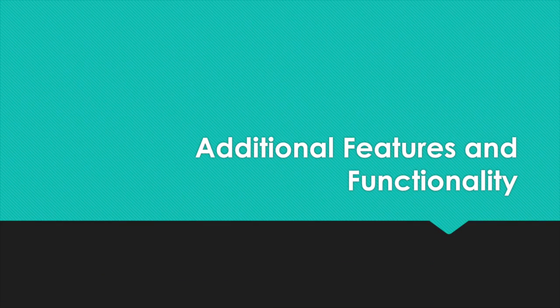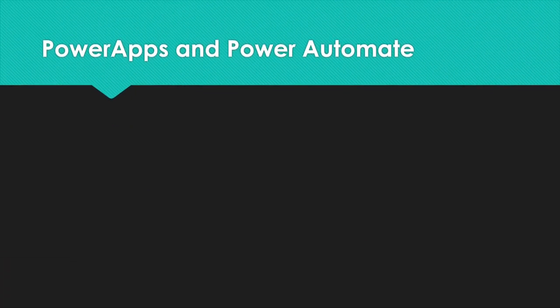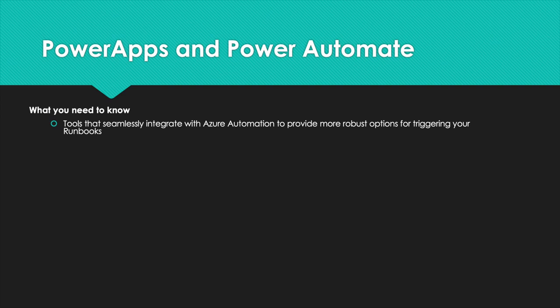Now let's talk about some of the additional features and functionality that expand upon our Azure Automation solution and make it a real full-bore implementation from a front-end UI design experience all the way to the back end where the automation is actually running. We have PowerApps and PowerAutomate. What you need to know about these is that they are tools that seamlessly integrate with Azure Automation to provide more robust options for triggering your runbooks.